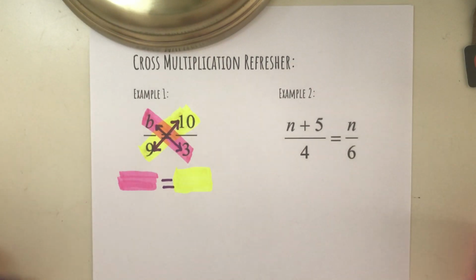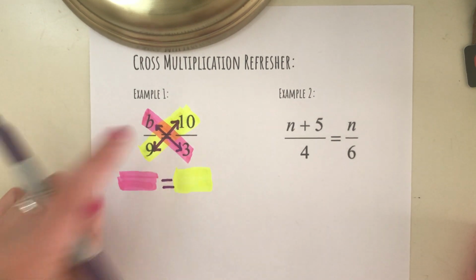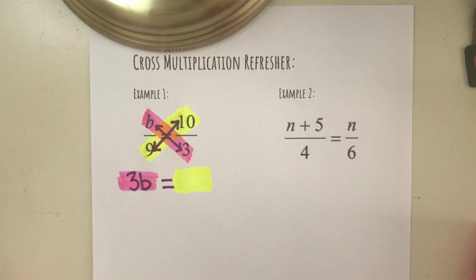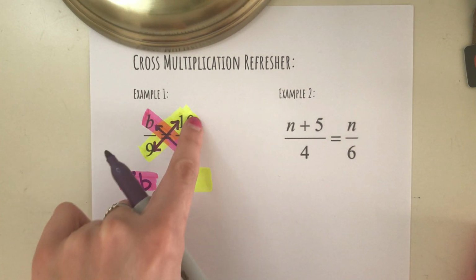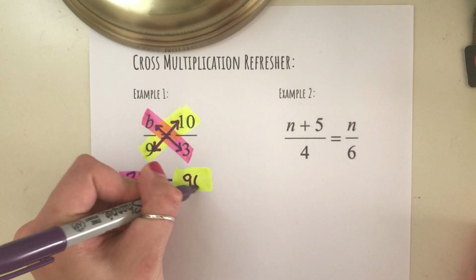So what I'm going to do now is multiply the two terms that are pink. So 3 times b is just 3b. And 9 times 10 for my yellow box is 90.